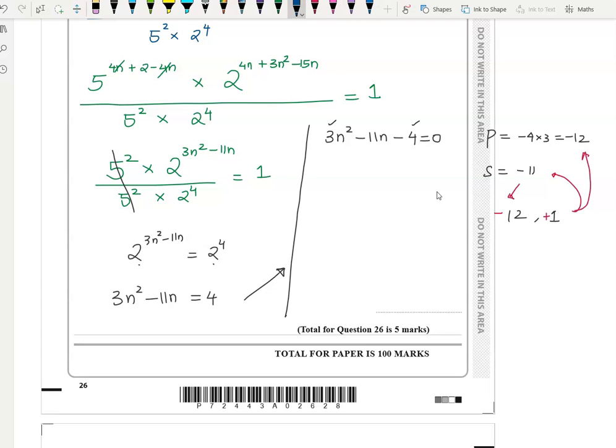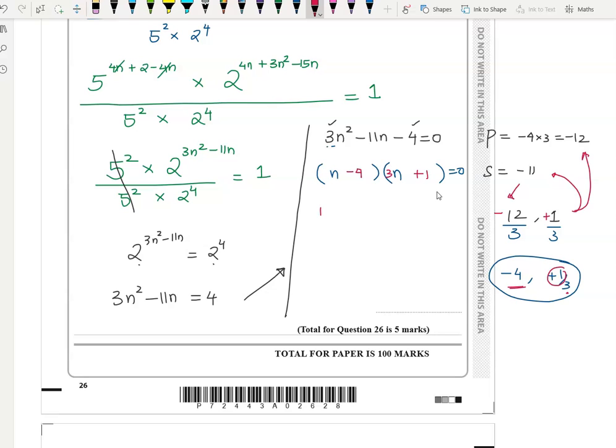But we have 3 with n square, so you have to divide both the factors by 3. So you get minus 4 and plus 1 over 3. So these are the final factors. You open two brackets, start with n. You have minus 4, so you write here n minus 4. You have plus 1, so write here plus 1. The 3 will go with the corresponding n. So this is the factorized form.